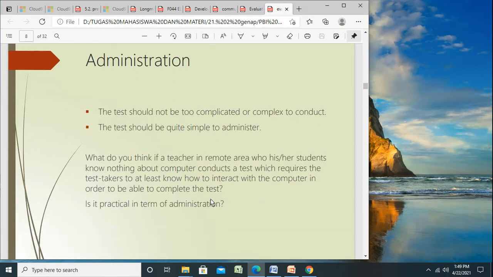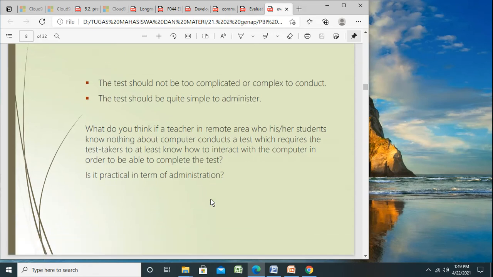And then about administration. The test should not be too complicated or complex to conduct. The test should be quite simple to administer. So I have a question for you.